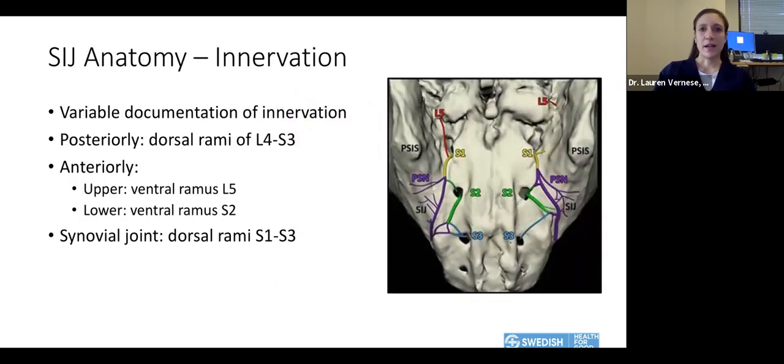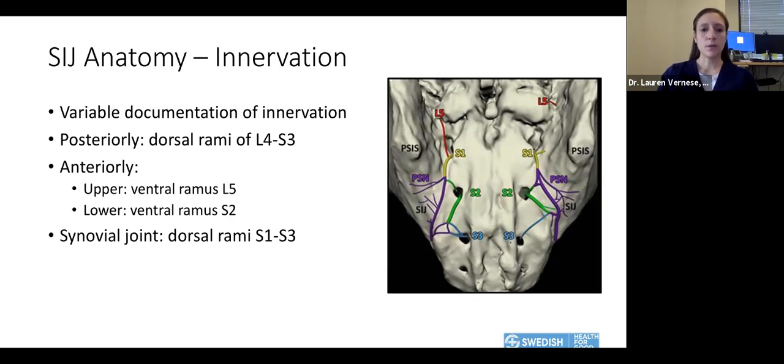So unfortunately, despite having known about the sacroiliac joint as a main pain generator since the early 1900s, we still don't have a great understanding of its innervation, which would be helpful for doing procedures that we'll talk about later called ablations to block the nerve signals. In general, based on cadaver studies, we think that posteriorly it's innervated by the dorsal rami of L4 to S3, with S1 and S2 being the most important. Anteriorly, the upper portion is innervated by the L5 ventral ramus, and the lower portion is by the ventral ramus of S2. The synovial joint itself is thought to be innervated by the dorsal rami of S1 to S3, with again S1 and S2 being the most important. So typically when interventional spine doctors are doing procedures, they're focusing on multiple different levels.